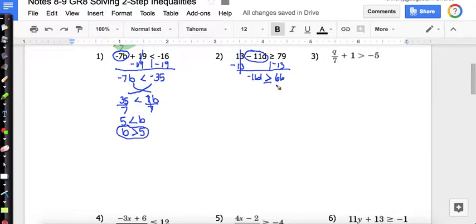Now once again, we have a negative variable, so we're going to switch the sides. Remember, when the 66 slides over here, it becomes negative. And when the negative 11d slides over, it's positive. The opposite of multiplication is division, so we're going to divide by 11. The 11s cancel, and we get negative 6 is greater than or equal to d. But read it backwards, d is less than or equal to negative 6.